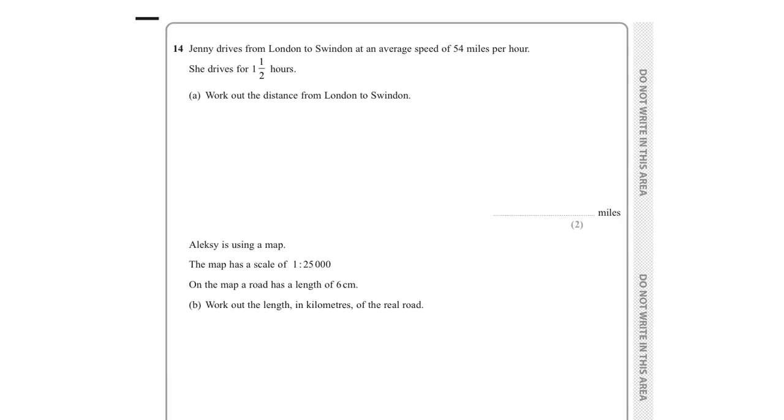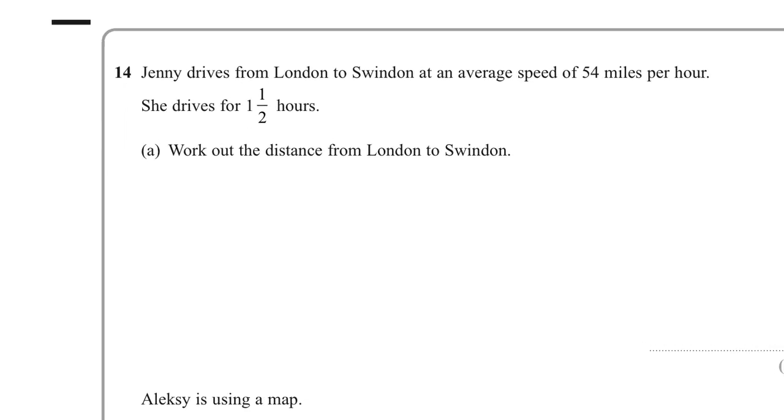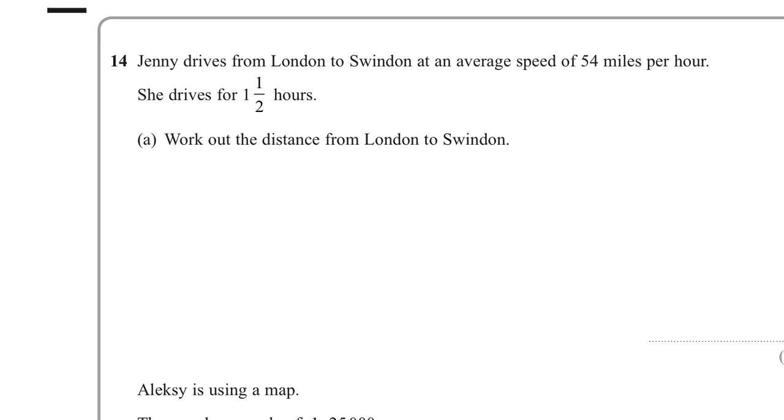Okay, we've got Jenny. What's up, Jenny? Driving from London to Swindon. Oh, Swindon's not too far. Okay, an average speed of 54 miles an hour. She drives for 1.5 hours. Work out the distance. Alright, this is where you want to think realistic.